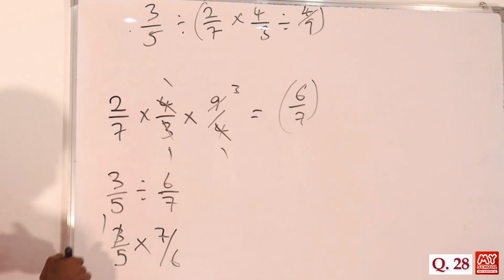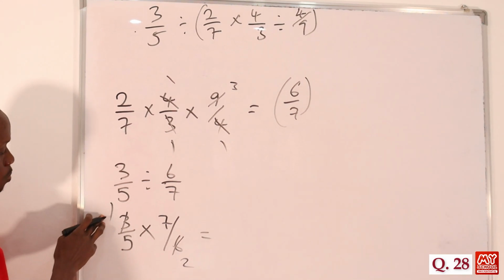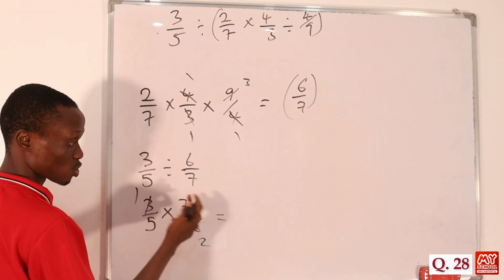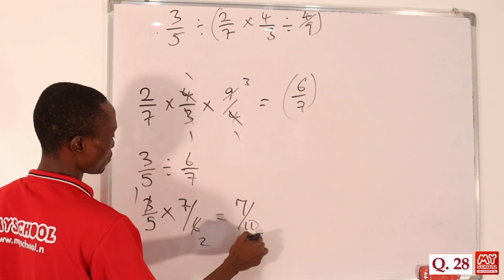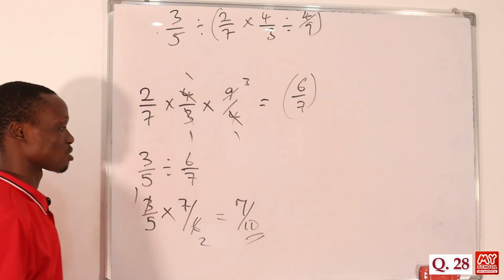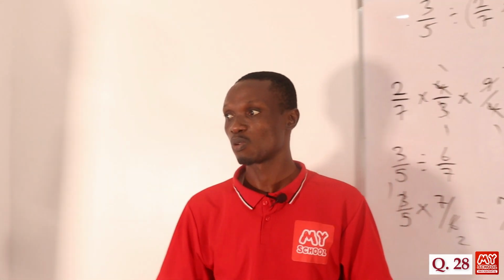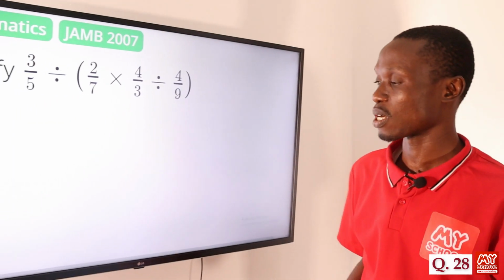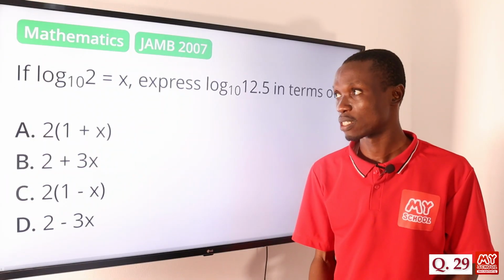So 3 here is 1, 3 here is 2. So 5 times 2 is equal to 10, and the numerator becomes 1 times 7, which is equal to 7. So at the end of the day, we'll have 7 over 10. So this is the answer to this fraction, 7 over 10. So let's move over to the screen to pick the correct answer to this question, and that is option B, 7 over 10.